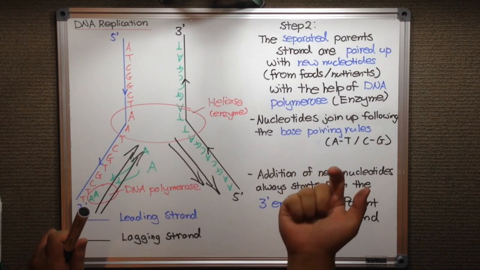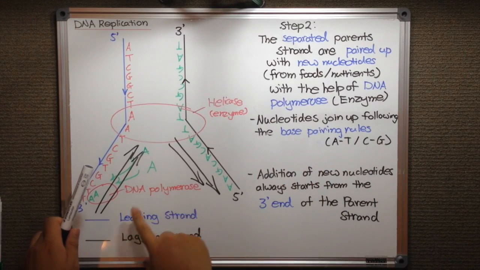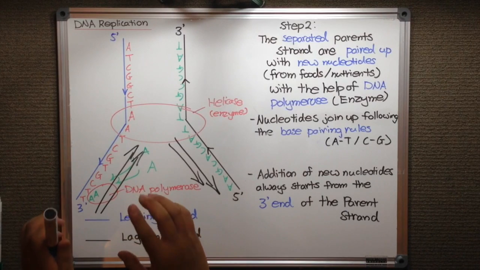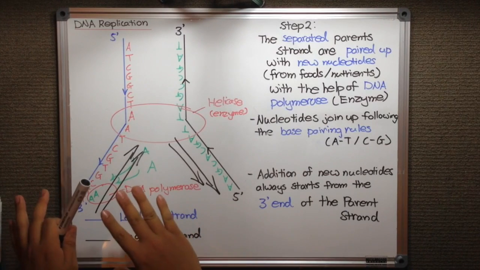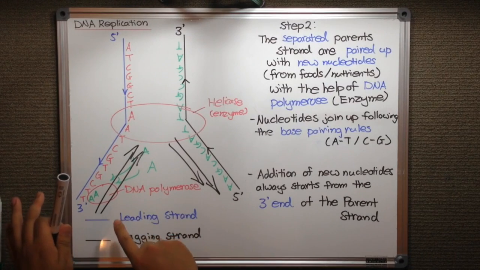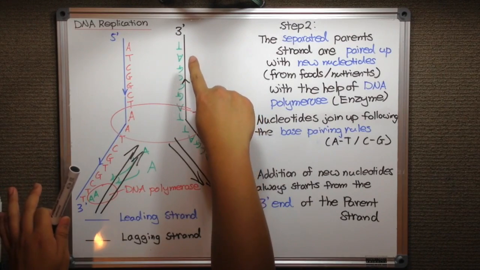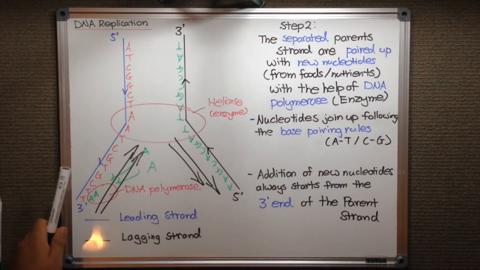the parent DNA, and DNA polymerase adds new nucleotides to the existing parent strand. It will always add from the 3 ends of the parent strand. So 3 ends, for example, the leading strand is going upward, the other one will be going downwards. Okay, so this is step number 2.